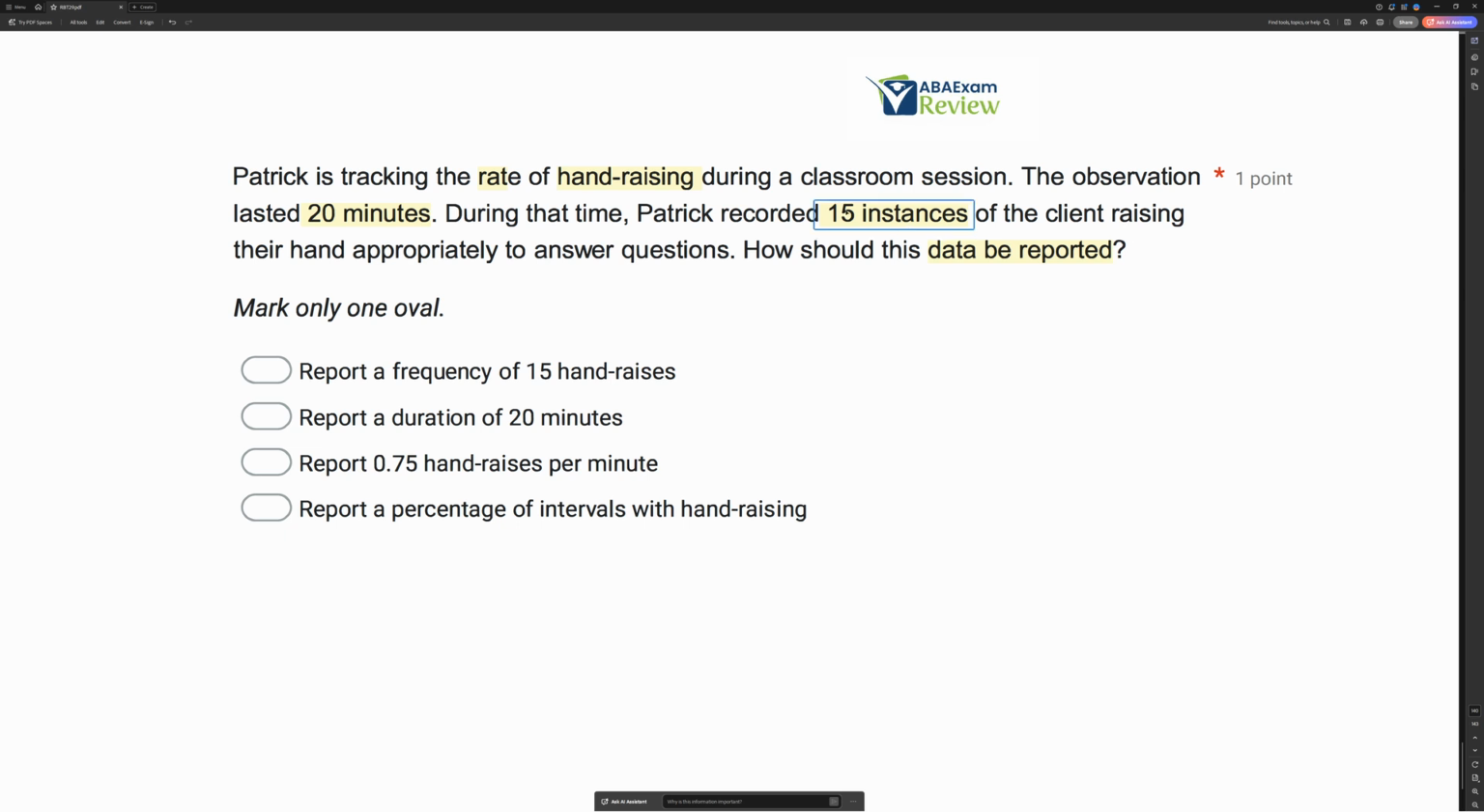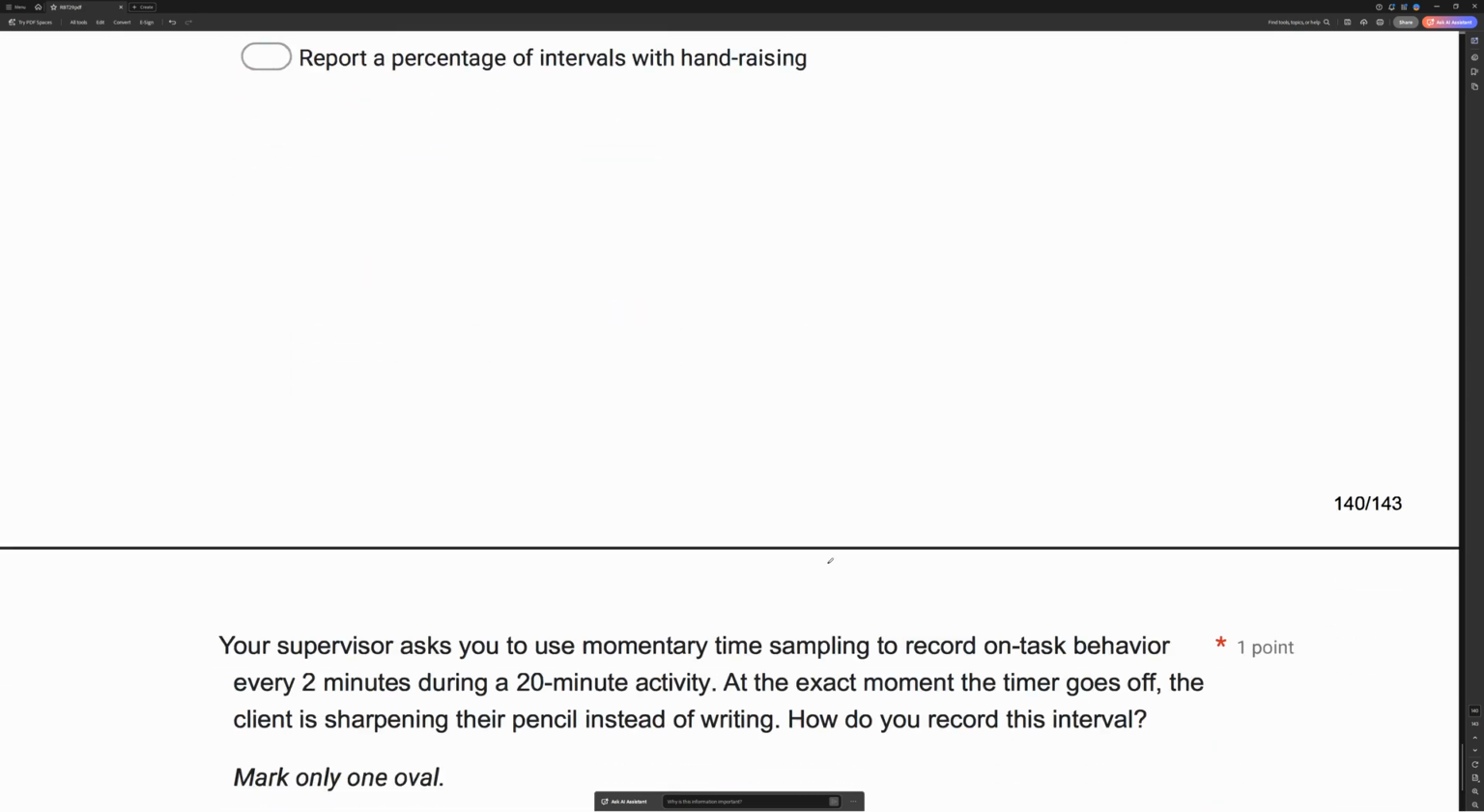Report 0.75 hand raises per minute. Yes, if we reduce 15 per 20 minutes down, we're going to get 0.75 hand raises per minute, which gives us a rate. And then D, report a percentage of intervals with hand raising. This is an interval recording. This is continuous rate recording, and we're going to report it as such. So report 0.75 hand raises per minute.